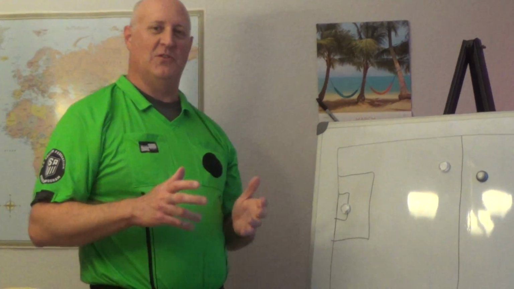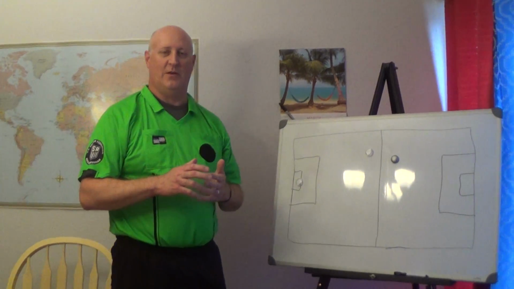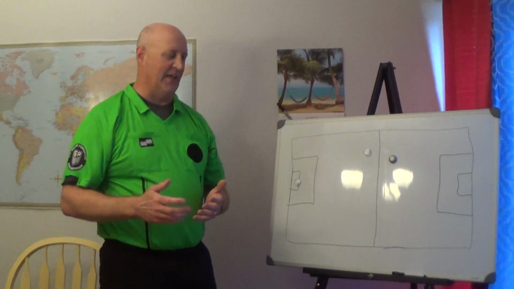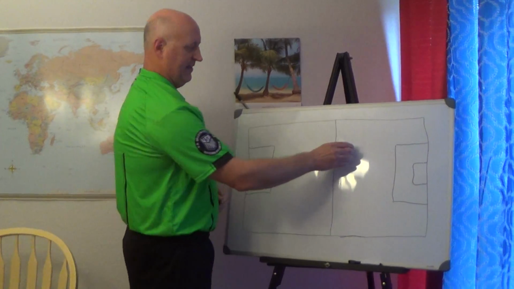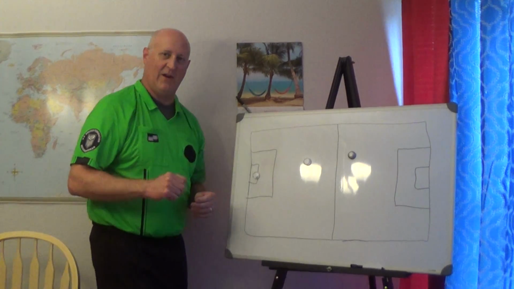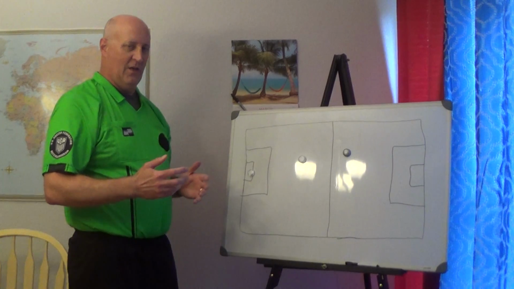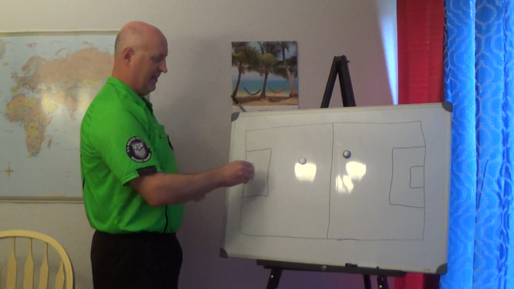One of the most confusing ones for a lot of people that aren't used to the sport is offside. So what I'm using here is these are representing defenders. This is representing an offensive player. Obviously there's typically more players on the field, but this is a way of just making it easy.